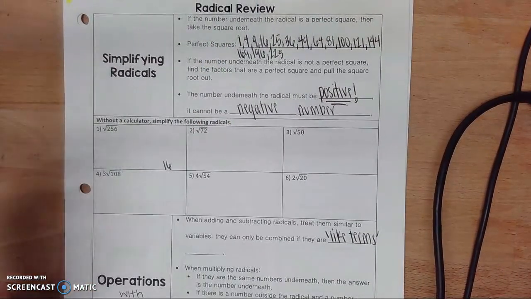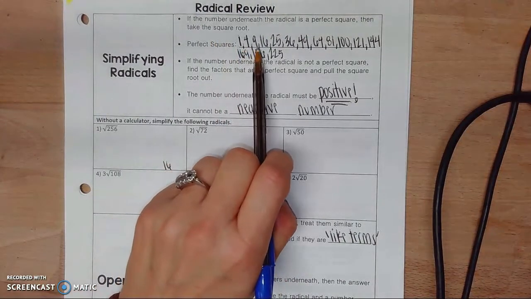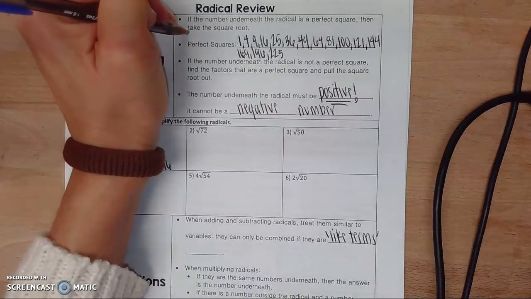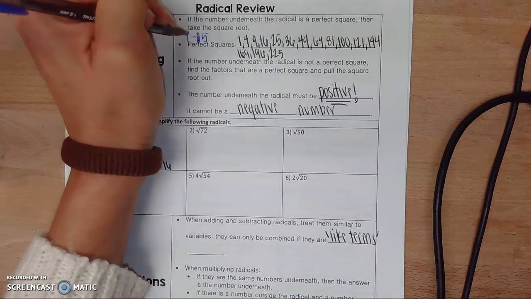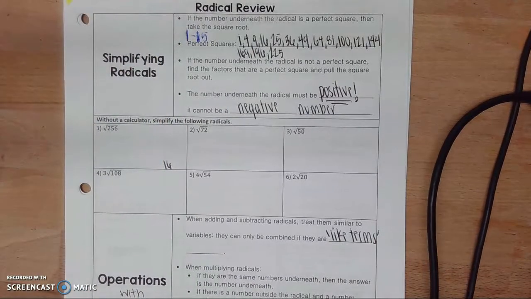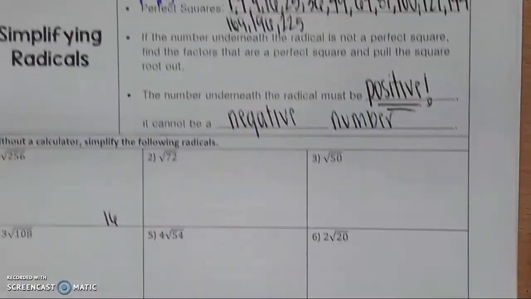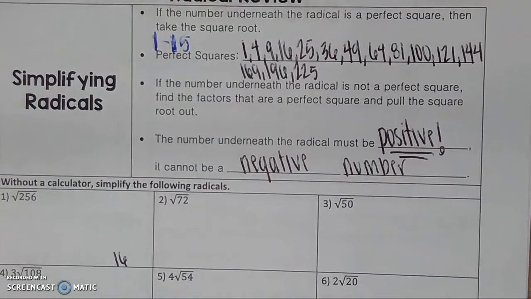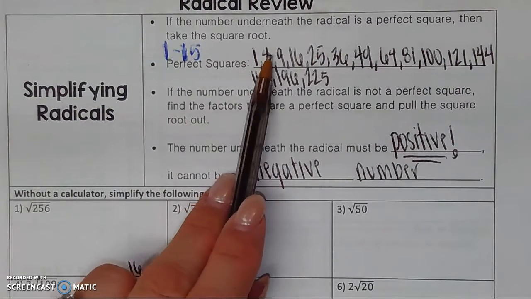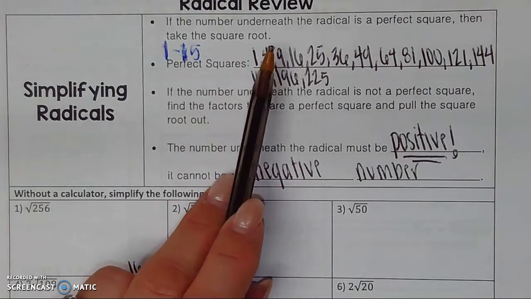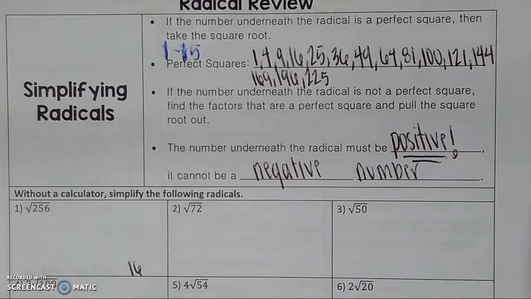All right, first page in your packet, radical review. What I've done here is I've just written the first perfect squares from 1 to 15. I'm going to zoom in a little bit. 1 times 1 is 1, 2 times 2 is 4, 3 times 3 is 9, 4 times 4 is 16.